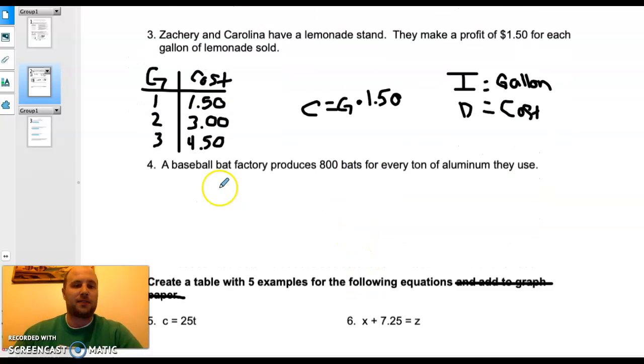All right. So the last one I want you to do is for number 4. Okay. Go ahead and read the equation. Create a chart. Create an equation, and then identify independent and dependent variables. Go. Hopefully it's getting easier.